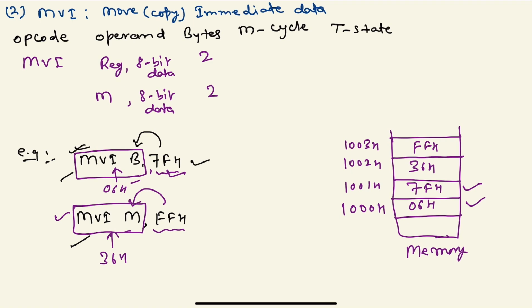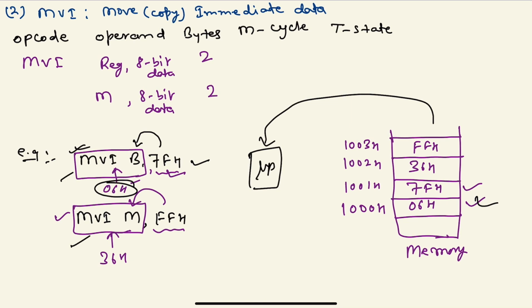Once MVI B, with equivalent hex code 06H, comes from memory to the microprocessor by the use of the data lines, then after decoding and execution the processor knows that the next immediate byte will be the operand for this instruction, and it will be copied into the processor's B register. So first it fetches the opcode 06H, and after decoding and executing this opcode fetch, it knows that the next byte is the operand, which is going to be copied into the B register.